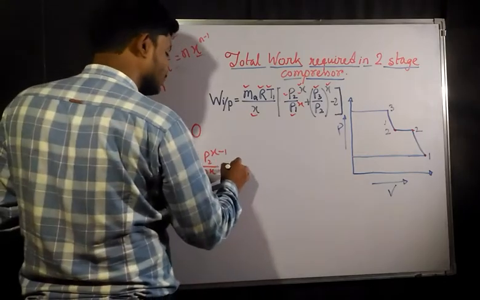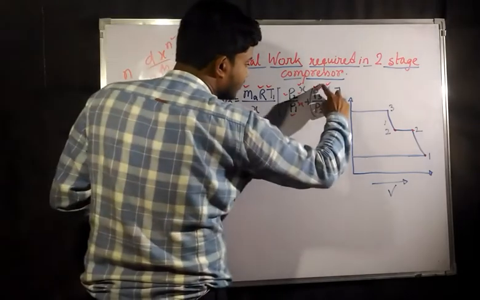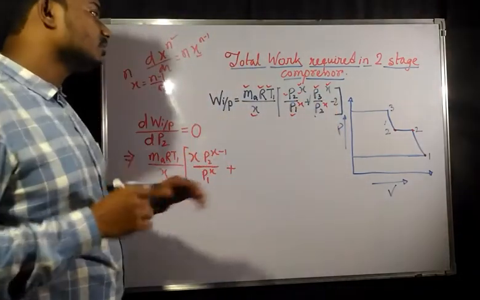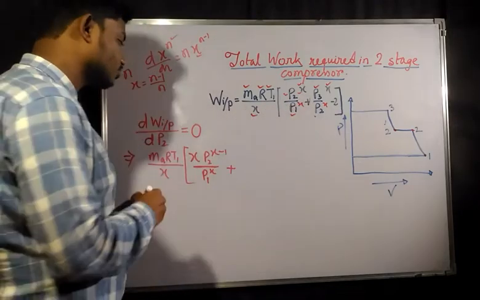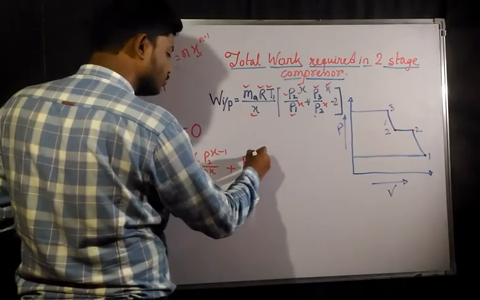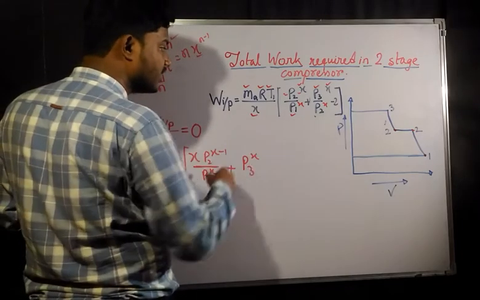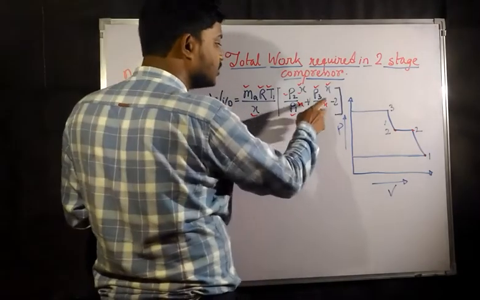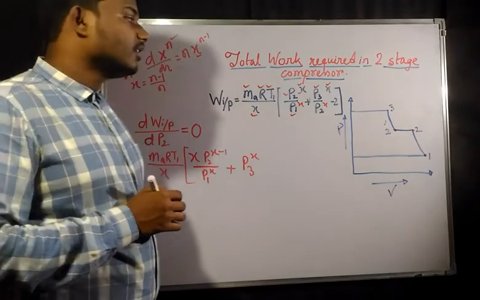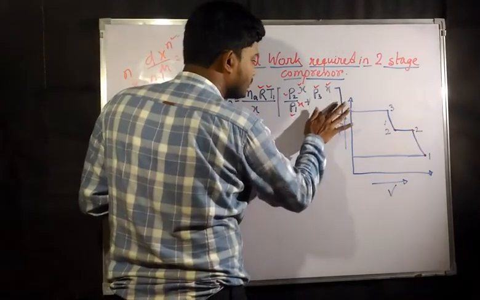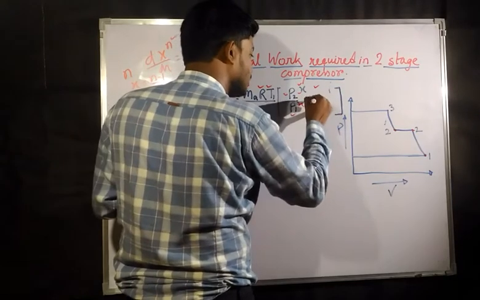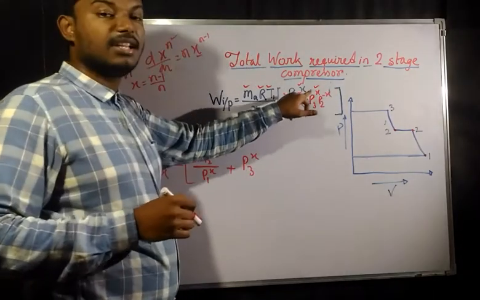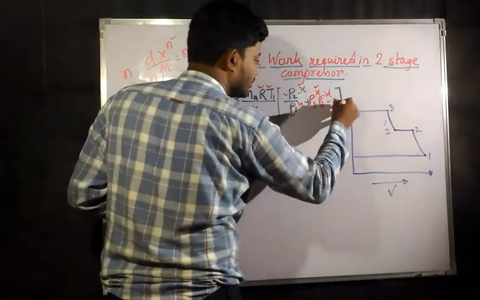Plus for the second case, now also you can write it as p3 to the power x, and you can also write it as p2 to the power x. So from here p3 to the power x is going to be common, so we will take it outside. And this p2 to the power x, you can write it as p2 to the power minus x. Or you can rewrite it as p3 to the power x into p2 to the power minus x, because it was p3 by p2 whole to the power x, and there was one minus 2.